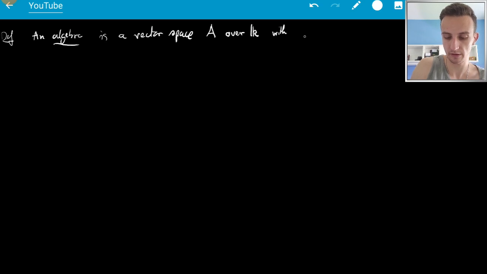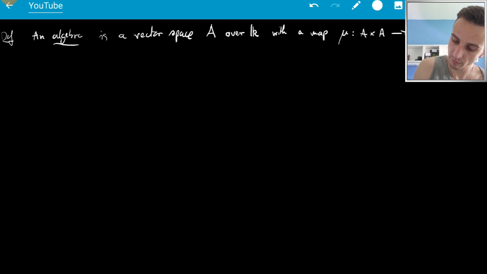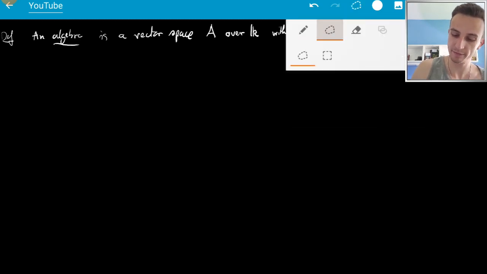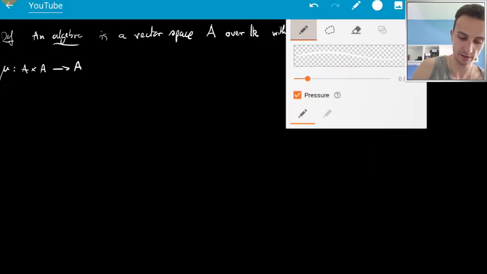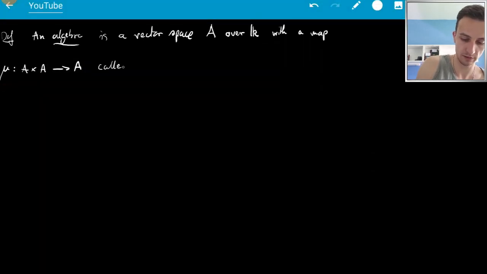With a map, let's call it mu, which takes the direct product of two copies of A to A, the multiplication map. So a map mu called the multiplication.